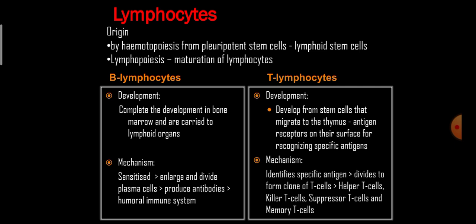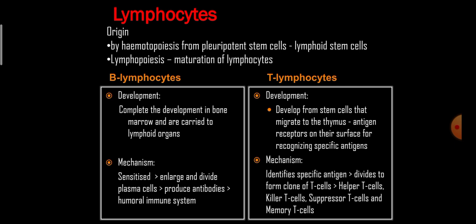Pluripotent stem cells give rise to two kinds of stem cells: myeloid stem cells and lymphoid stem cells. Myeloid stem cells give rise to the other types of blood cells, and lymphoid stem cells give rise to lymphocytes, the B and T lymphocytes. Based on their development, maturation and activity, they are classified as B cells or T cells. B cells complete their development in the bone marrow and then are carried to the lymphoid organs.